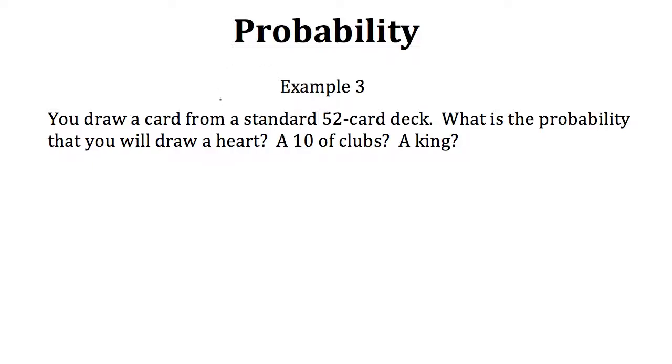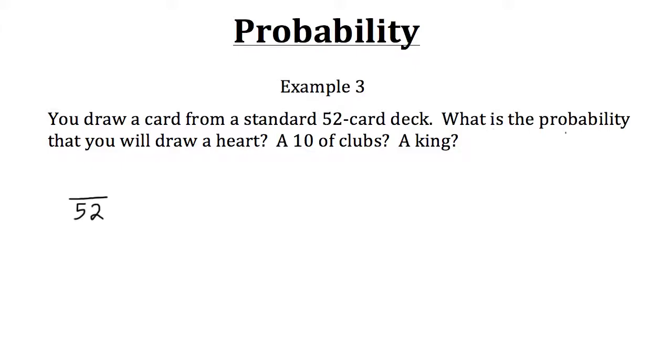Now, for example 3 here, you draw a card from a standard 52 card deck. The event that's taking place is you're drawing a card. With this event, there's 52 total possible outcomes. Since there's only 52 cards, you could only have 52 different things happening at the most. So that means for us, the total number of outcomes that could happen is 52. And now, let's see specifically which event we're looking at for drawing a card.